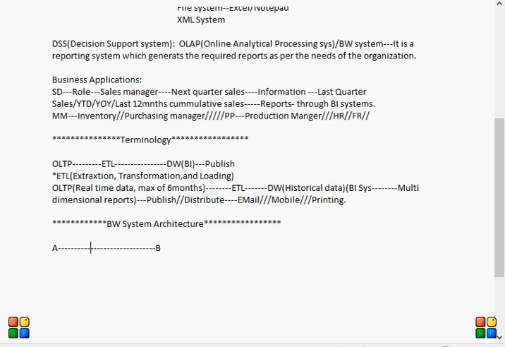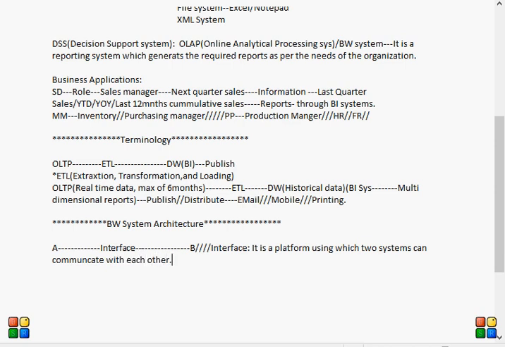This medium I am calling an interface. So what is an interface? It is a platform using which two systems can communicate with each other. Now you have to understand why I have pointed out this interface.